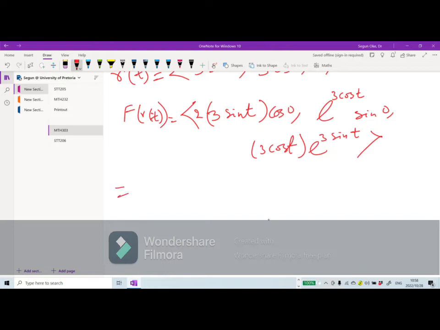So which is going to be, cos 0 is 1, 2 times 3 is 6. So we have 6 sin t, comma, the element in the middle now returns to 0 because sin 0 is 0. And then we have 3 cos t e raised to 3 sin t.